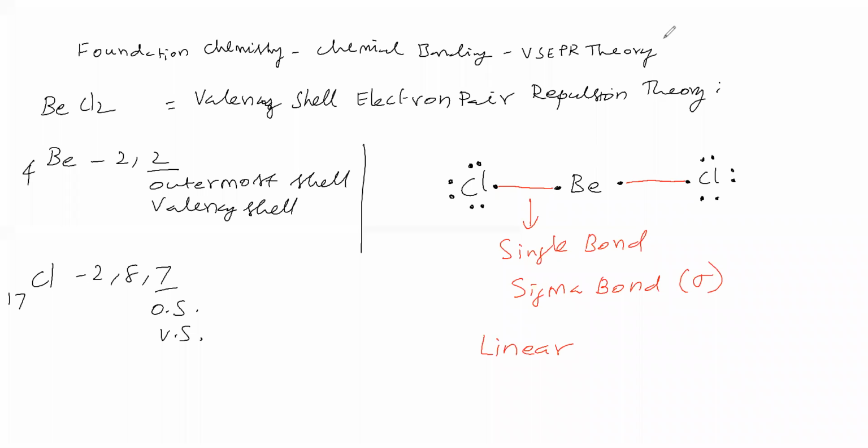And what is the angle? The angle is the angle formed between the 2 bonds. Between these 2 bonds, the angle formed is called the bond angle. That bond angle is 180 degrees. So in beryllium chloride, the bond angle is 180 degrees and the shape is linear. Okay, so that is beryllium chloride.